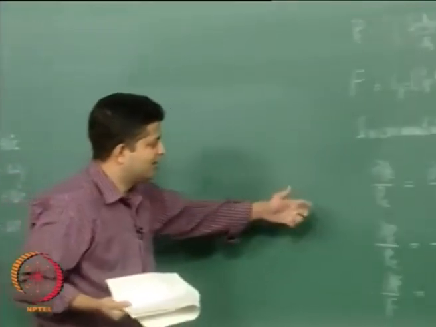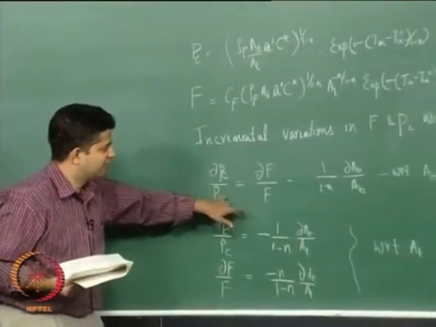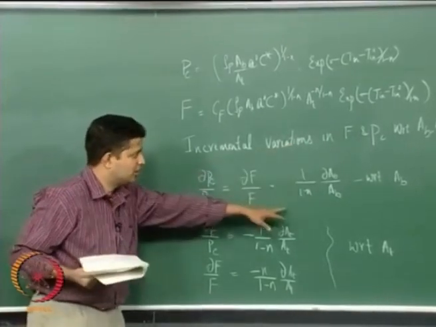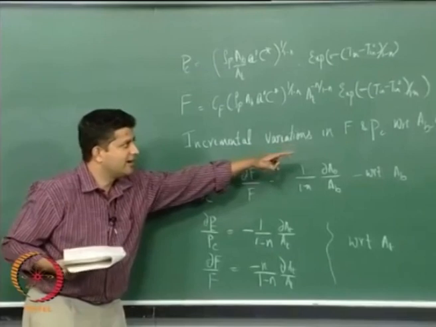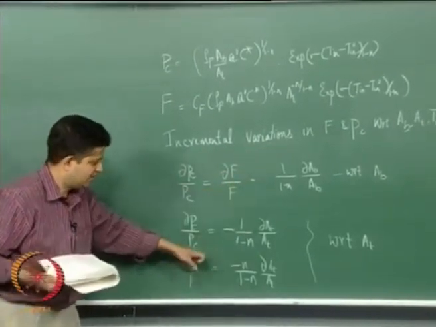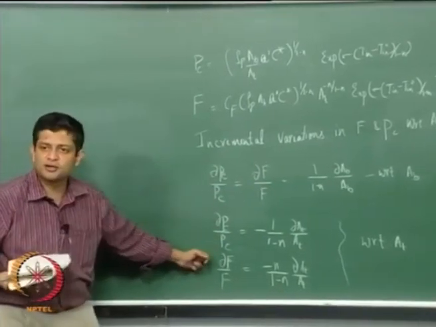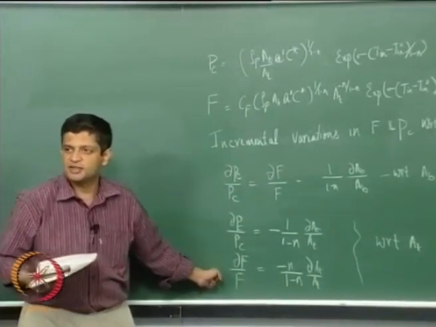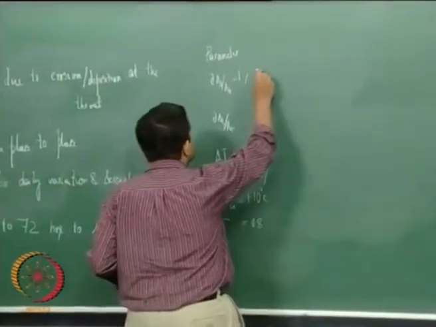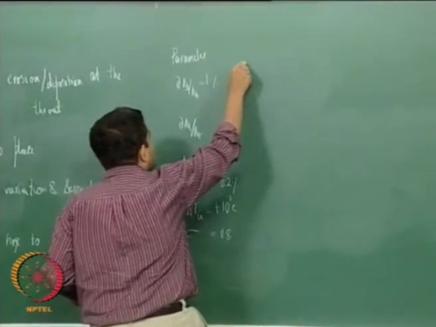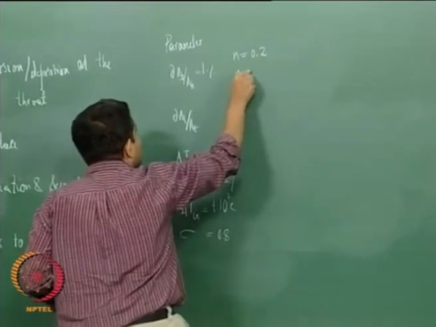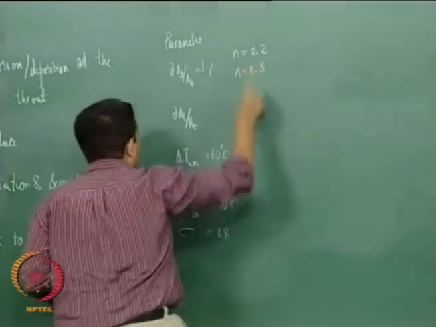Just one important thing, if you look at the sign of these incremental changes, both changes to burning surface area and initial temperature have a positive sign. Whereas the changes with respect to throat area have a negative sign. Now, as I said, we will take two cases for n, n being small, n being large.